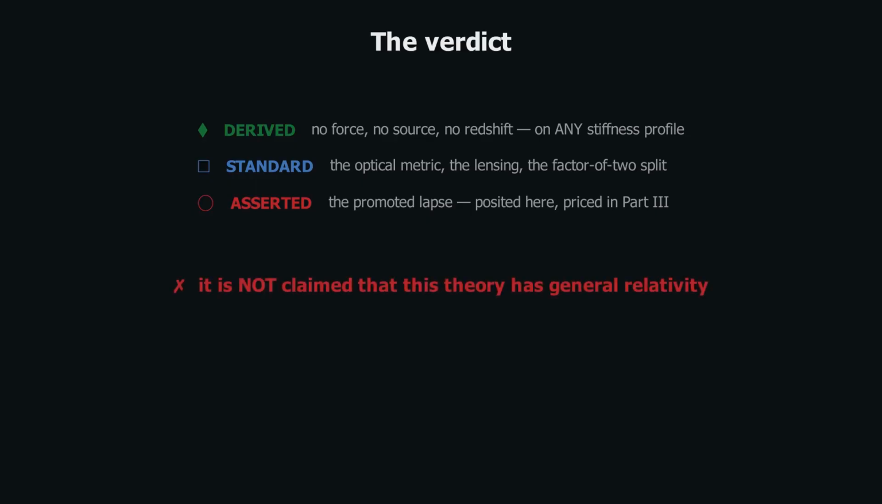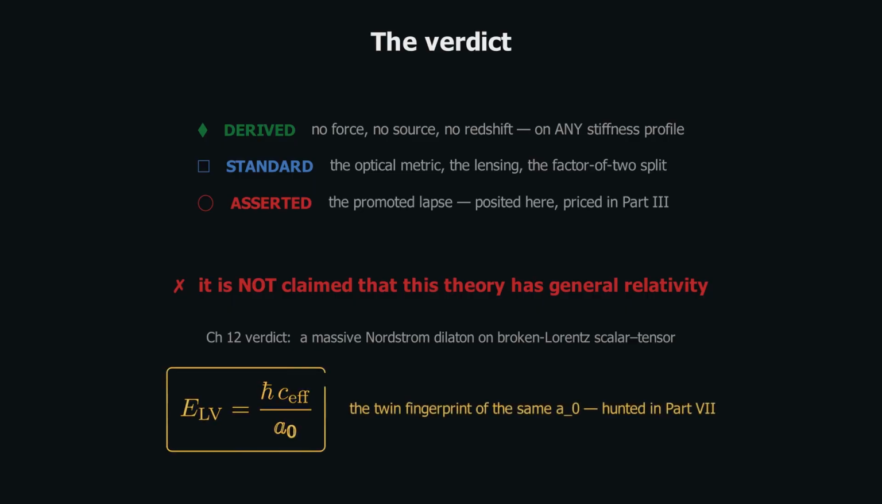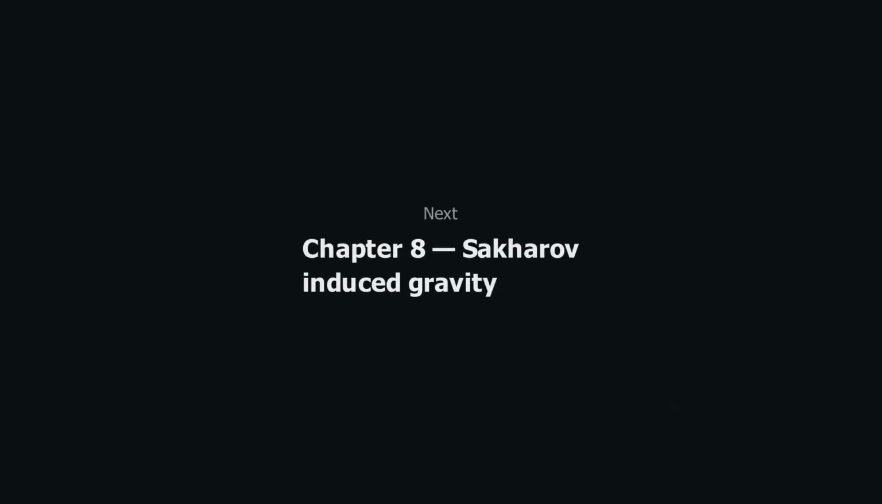What is not claimed is that this theory has general relativity. Chapter 12 returns the verdict that the promoted lapse is a massive Nordström-type dilaton riding a broken Lorentz scalar-tensor gravity, and the very lattice spacing that lets gravity emerge is what keeps it from being Einstein's. That spacing leaves a twin fingerprint, a Lorentz violation scale, E_LV equals h bar c over a0, and part 7 goes hunting for it. Read part 3 as one long argument with a frozen g00. It opens next chapter with the oldest idea in the file, that gravity is not fundamental at all, but induced one loop at a time, out of the vacuum itself.